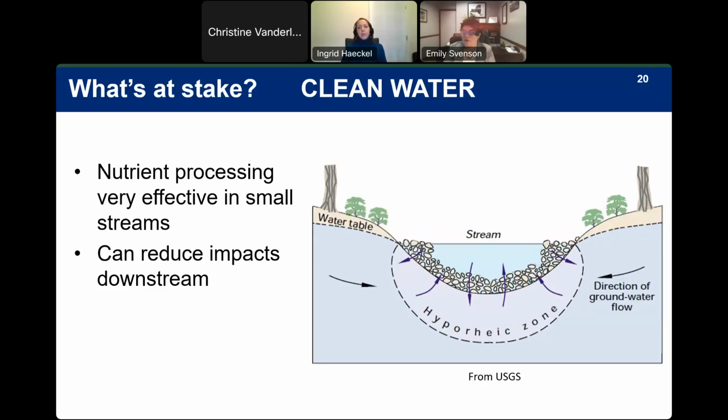So you can imagine when streams are buried or have their channels altered, we're losing these important water quality and recharge functions, and all that water is just moving even faster downstream, which can contribute to flooding.